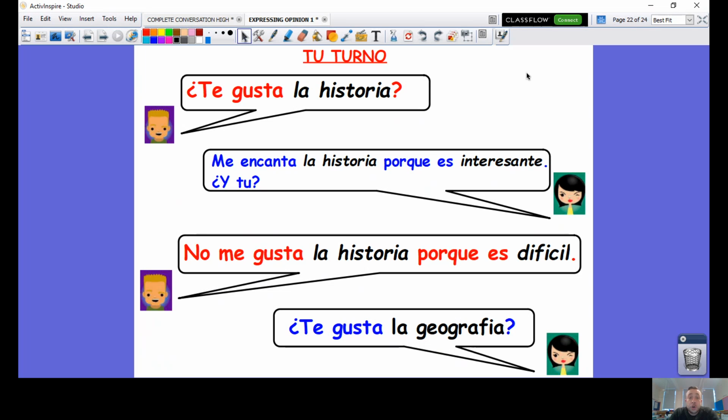Me encanta la historia porque es interesante. ¿Y tú? ¿Te gusta la geografía?